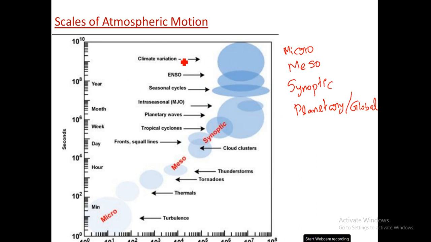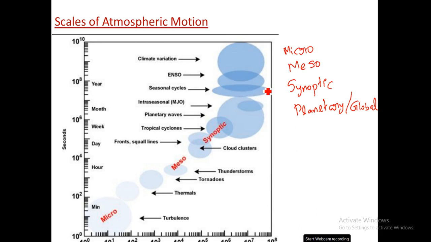The climate variation that we are talking about is a global or planetary scale phenomenon, because climate change is not applicable only to a small area. It occurs everywhere, not only in India, the US, or Africa. It is happening over the whole globe. So climate change or climate variation is one example of a planetary scale phenomenon, and it will persist for hundreds of years, affecting the whole globe.